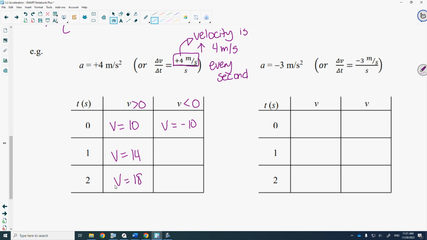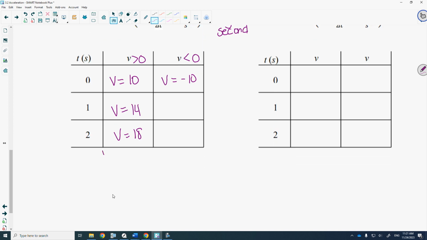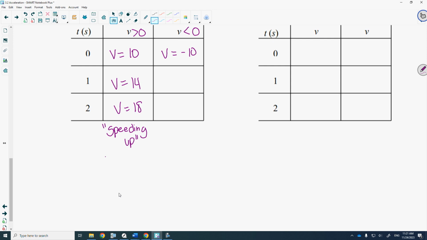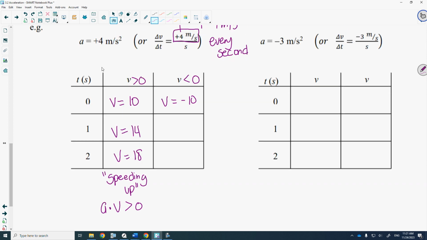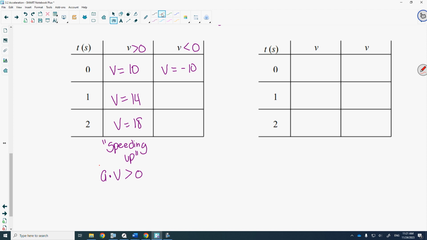Now, some students will look at this and they're all positive numbers and they'll say that the object is speeding up, and it is speeding up. But how I like to see that it's speeding up is it's going to be speeding up if a times v is greater than 0. So the acceleration that I was given was a positive number. So acceleration was positive. The velocities, 10, 14, and 18, these are also positives. A positive times a positive will give you a number greater than 0. Therefore, the object is speeding up.